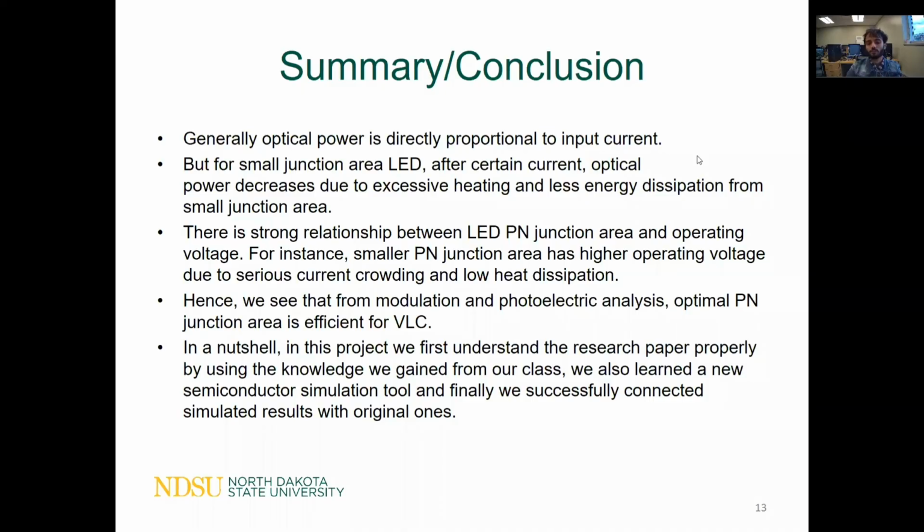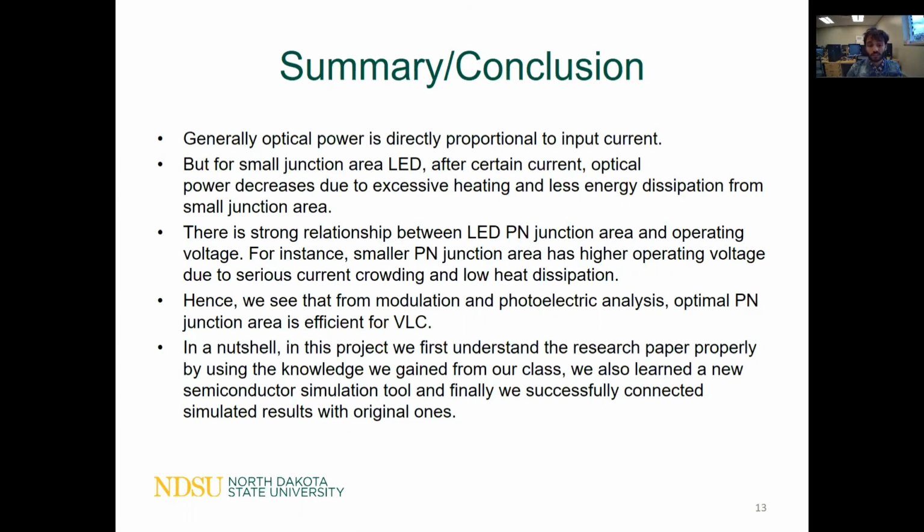In this project, we studied the effect of different PN junction area on the performance of LED, especially for application in VLC. And we found that normally optical power is directly proportional to input current. However, for smaller PN junction area, the optical power does not increase as rapidly as the current increases because of excessive heating and less heat dissipation over the smaller PN junction area.